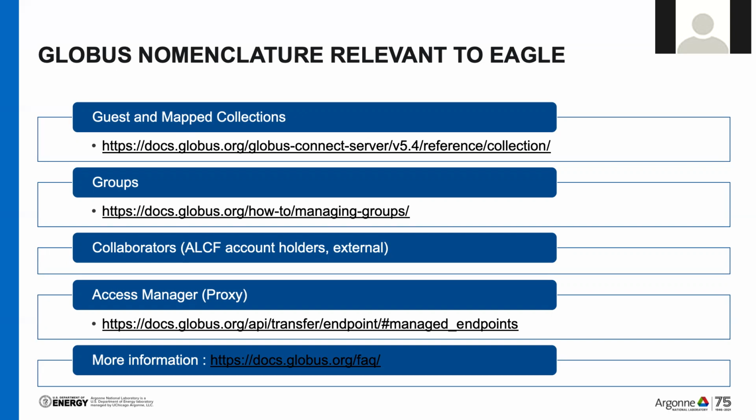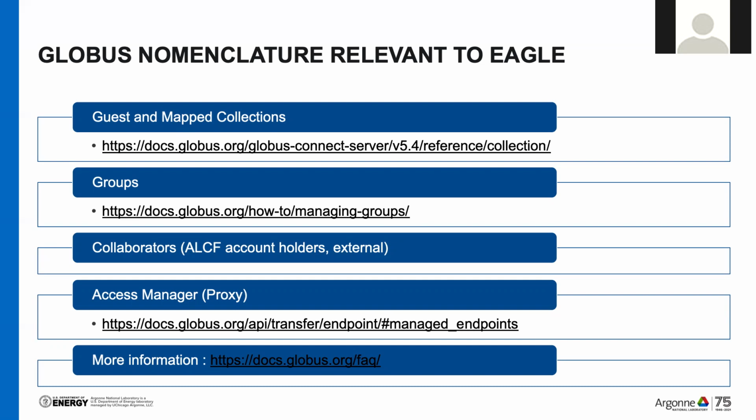Mapped collections are created by the endpoint administrators. In the case of Eagle, these are created by ALCF. And groups are constructs that enable multi-user data collaboration. A PI can create new groups, add members to them, and share a guest collection with a group of collaborators. They can even delete a group if it's no longer valid. And note that members of these groups do not need to have a Unix account in ALCF.